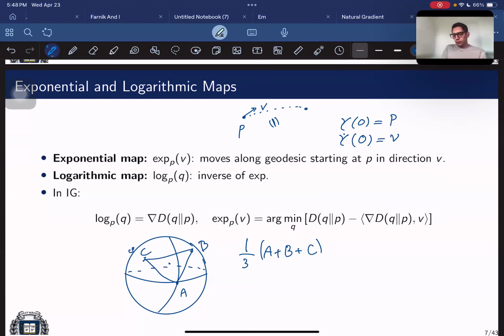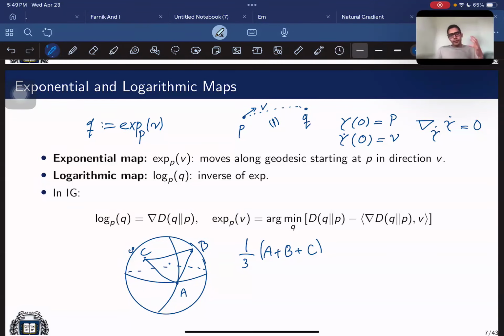And also, we have this extra condition that makes gamma the geodesic. Then you parameterize this, and you have a geodesic. Okay. We call that point Q. In this way, we'll see that we're able to add and subtract points. And now, we call the point Q the exponential map of point P with respect to vector V.